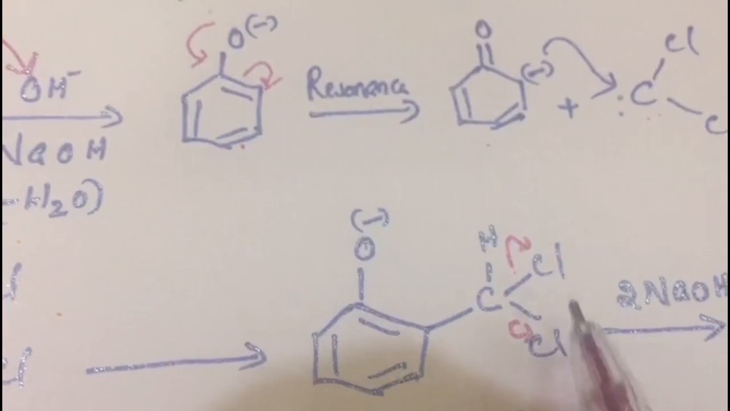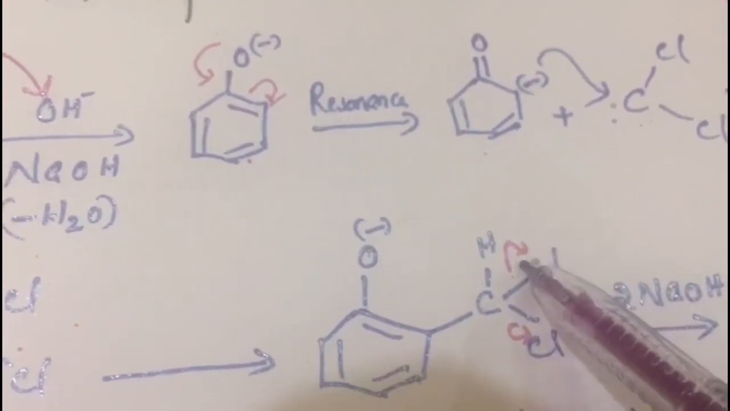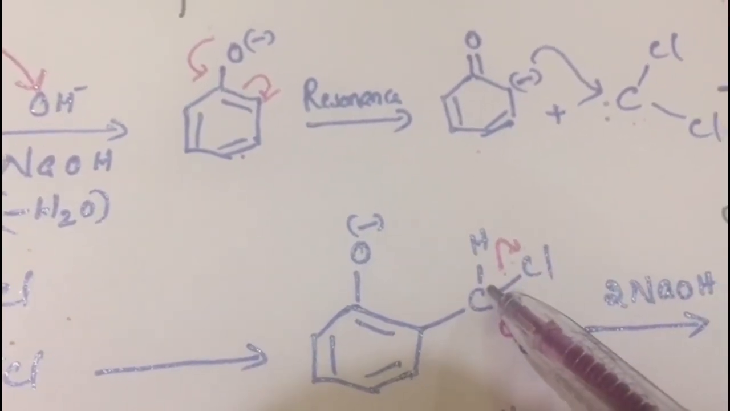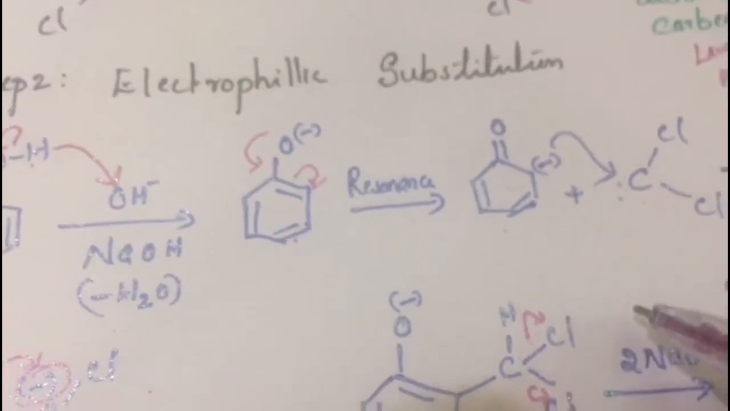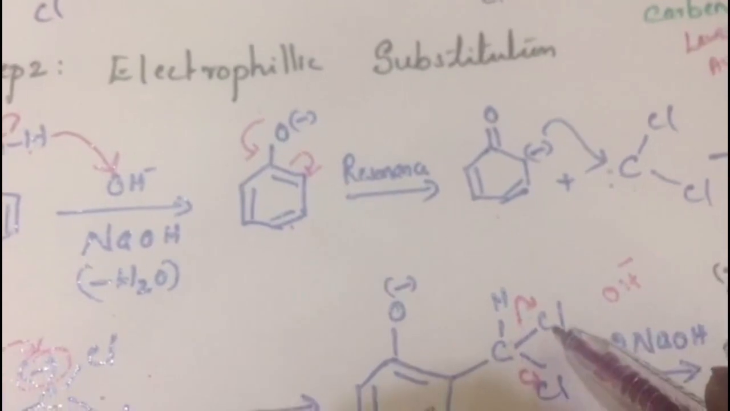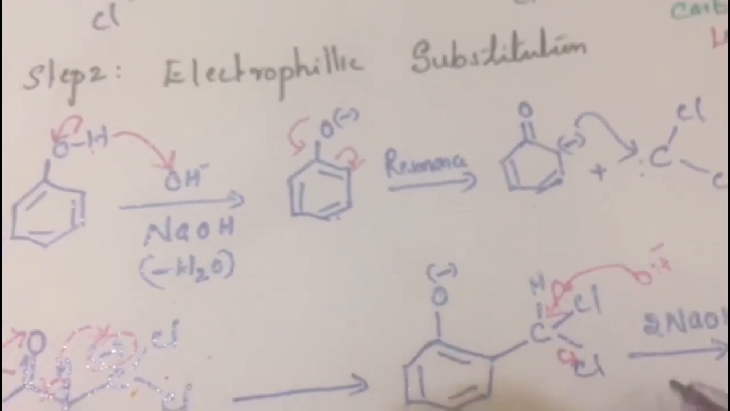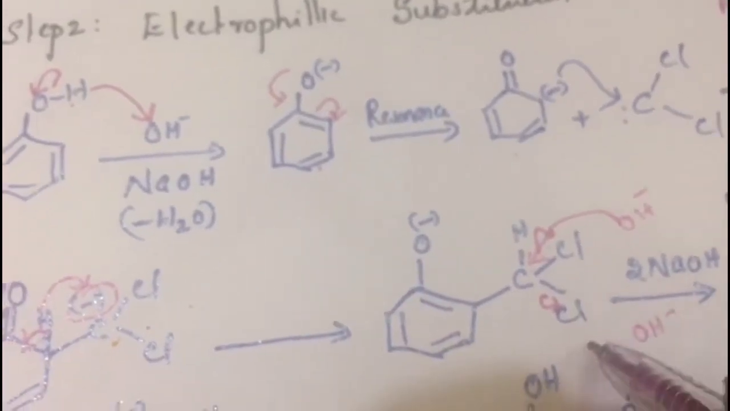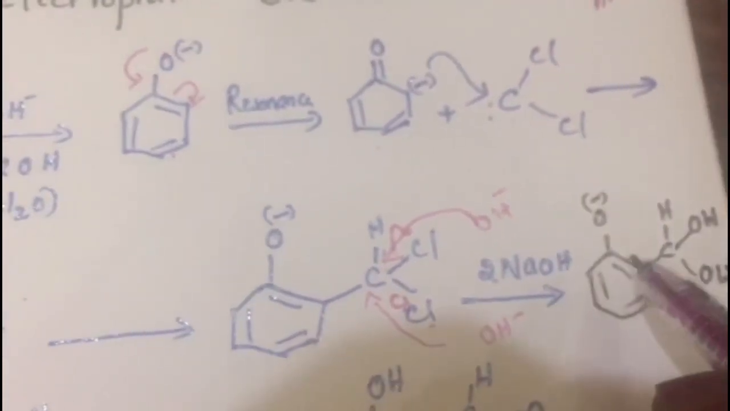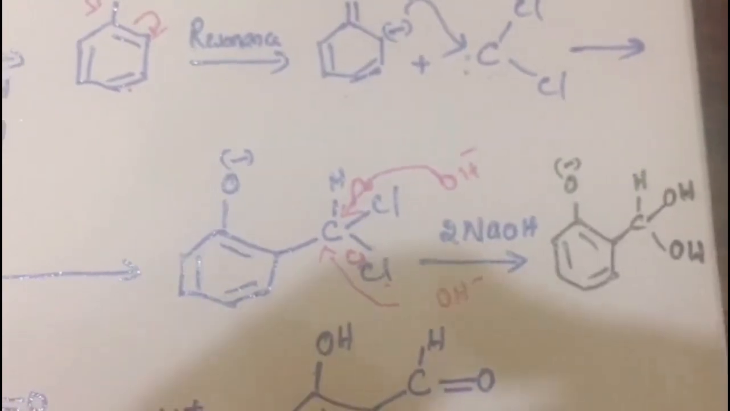Here the 2 chlorine atoms are leaving groups, and this C-Cl bond will be broken and this Cl will leave as Cl minus. So this carbon atom acquires a positive charge, and each NaOH will give OH minus. So when one chlorine atom leaves, this OH minus will move towards the carbon atom. Then another OH minus also moves towards this carbon atom when it leaves this Cl. So the product will be here O minus, CH(OH)2.